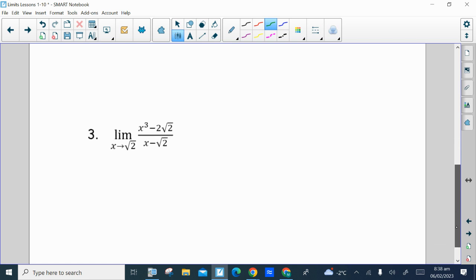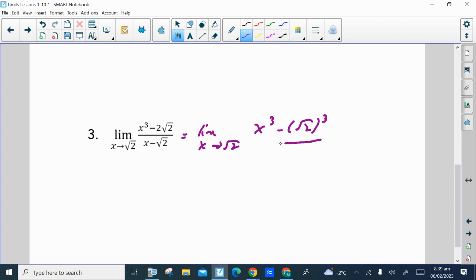Looking at number 3, the limit as x approaches root 2, which is a non-permissive value, of x cubed take away 2 root 2 over x minus root 2. So we can factor the top as a difference of cubes, and here's why. I've got the limit as x approaches root 2, and again I said the numerator can be factored as a difference of cubes, because I could rewrite that to x cubed take away the root of 2 all cubed. That is equivalent to the original expression.